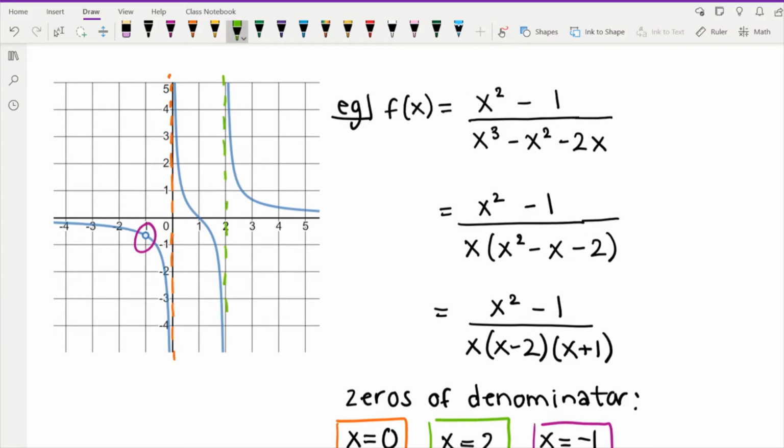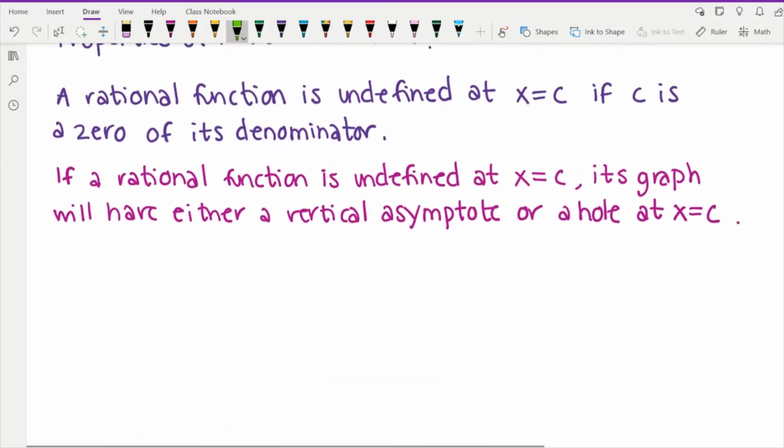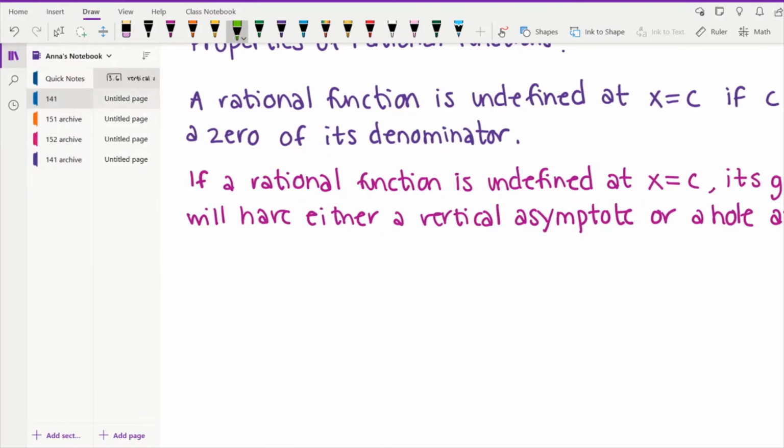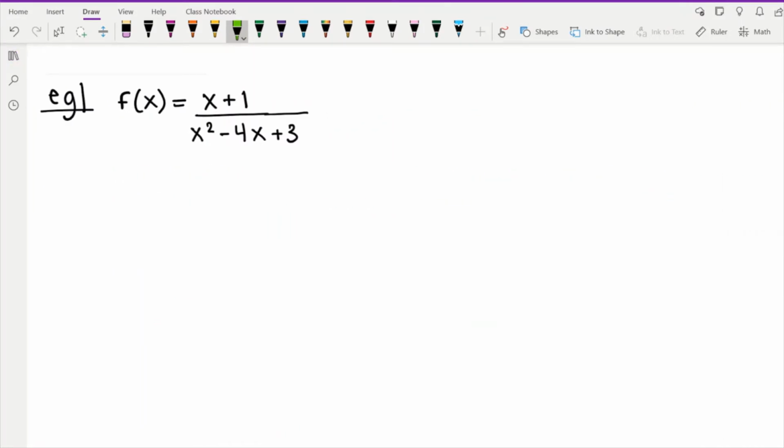So, I didn't tell you yet how we can tell which ones are going to be holes and which ones are going to be vertical asymptotes. That's what we're going to get to next. And so we'll come back to this page and add a little bit more detail under this so that we have kind of a full story of what's going on here. But I want to start by looking at a different example.